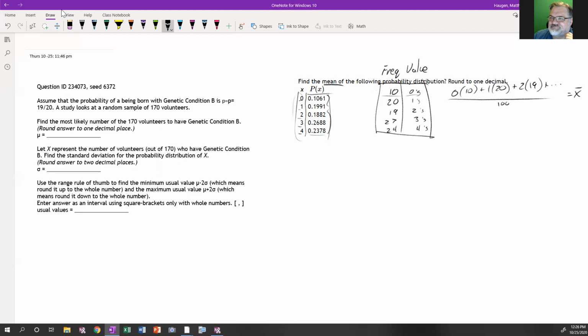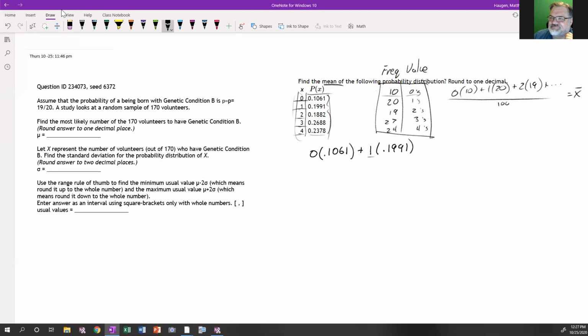But really, all we need to do is take each of these values and weight them by their probabilities. So the 0 is happening what proportion of the time? It's happening 0.1061 as a proportion of the possible values. So it's happening, again, about 10% of the time. So that 0 is being weighted based on its probability. Plus, well, the value of 1 happens how often? 0.1991. So that value of 1 has been weighted by its probability.